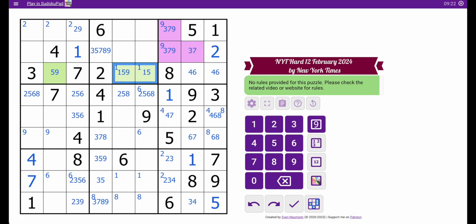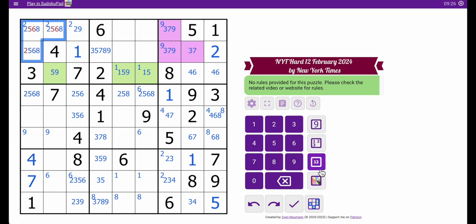Okay, 1, 3, 4, 7. I need 2, 5, 6, 8, 9 for the rest of box 1. Now, that's not 2, and neither of these are 5 or 6. Well, this should be a 2, 8, 9 triple. Let me look at those.